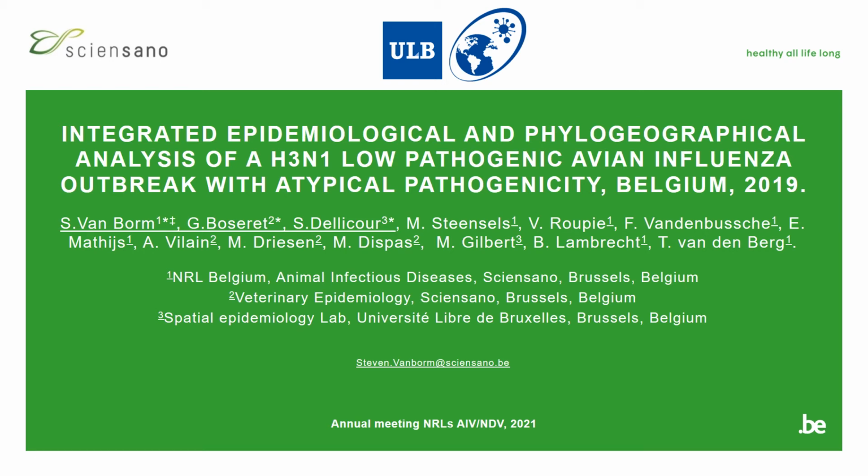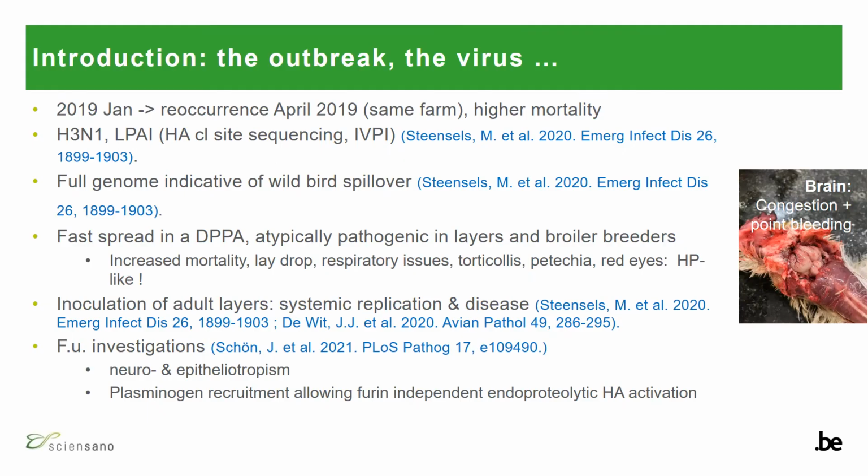Thank you for the opportunity to present this collaboration between Sciensano and the University of Brussels that was using whole genome sequences in combination with epidemiological data to study the spread of low pathogenic avian influenza virus in Belgium. The outbreak occurred in 2019 in Belgium and was diagnosed to be of a subtype H3N1 and of low pathogenicity.